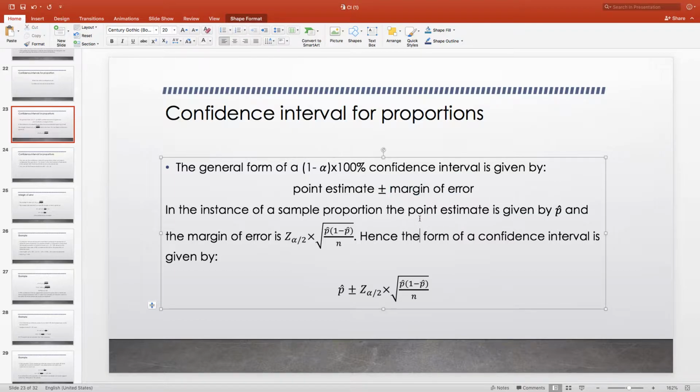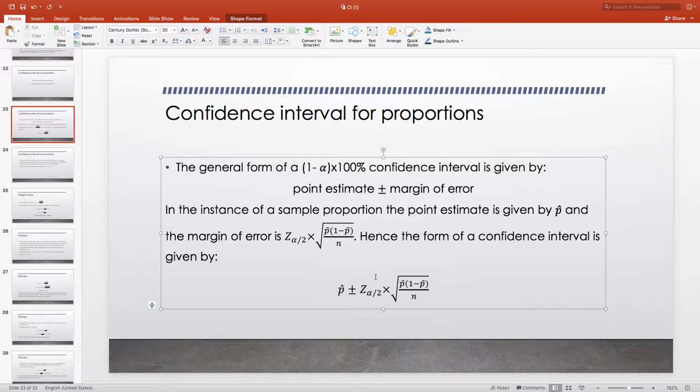So our point estimate is the sample proportion, and that estimates the true population proportion. So we're constructing a confidence interval for the population proportion using the sample proportion. Now, our margin of error differs from what it was last time. We're not going to use a t-distribution. Instead, we're going to use a standard normal or z-distribution. And that is your standard error or your margin of error for your confidence interval.